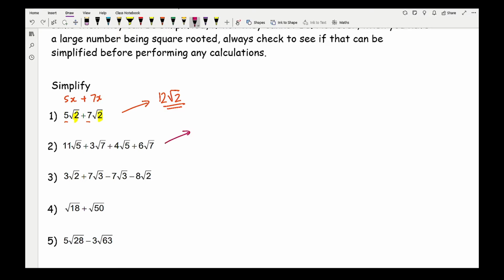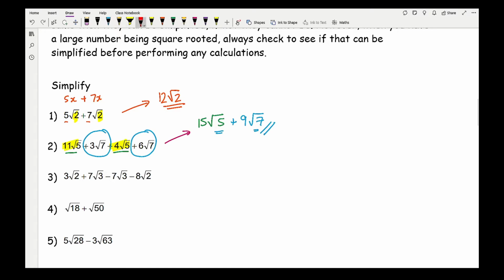Moving on to question 2. So here I've got root 5s and I've got root 7s. So what I'm going to do is take these separately. So let's have a look at the root 5s first. I've got 11 root 5 plus 4 root 5. So if I add those two things together, that's going to give me 15 root 5. Then if I look at the root 7s, well, I've got 3 root 7 plus 6 root 7. So that's going to leave me with 9 root 7. And that there is my final answer. Again, because I can't go any further, because here I've got root 5 and root 7, and because they're different, there's not much else I can do.